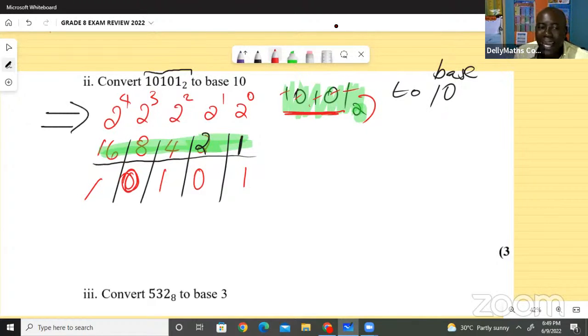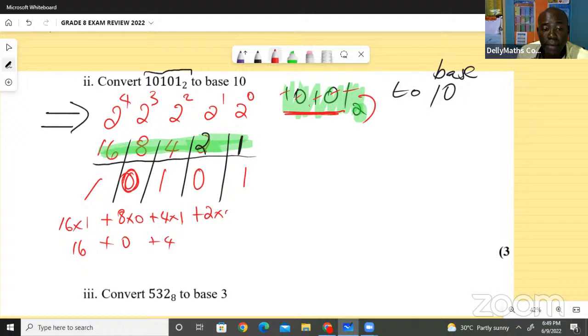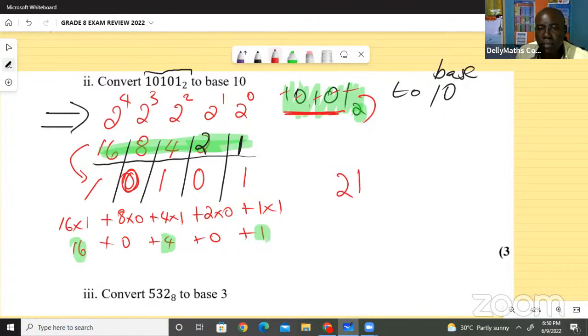Then what you do is multiply and add up everything. For example, 16 times 1 is 16. This is going to be added to 8 times 0, which is 0, which is going to be added to 4 times 1, which is 4, which is going to be added to 2 times 0, which is 0, which will be added to 1 times 1, which is 1. So think about it. You multiply these numbers and you add them up. What are we going to be adding up? These numbers, 16, 4, and 1, because the others are 0. All right, so this is going to give me 21 in base 10, exactly.